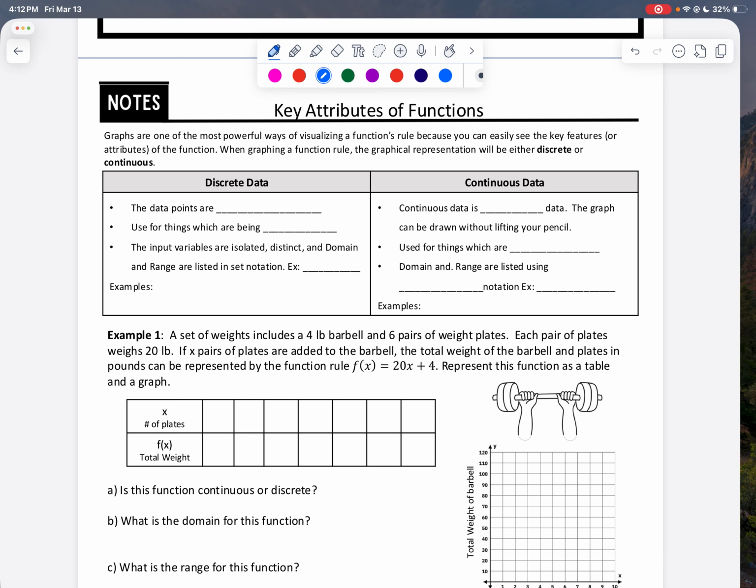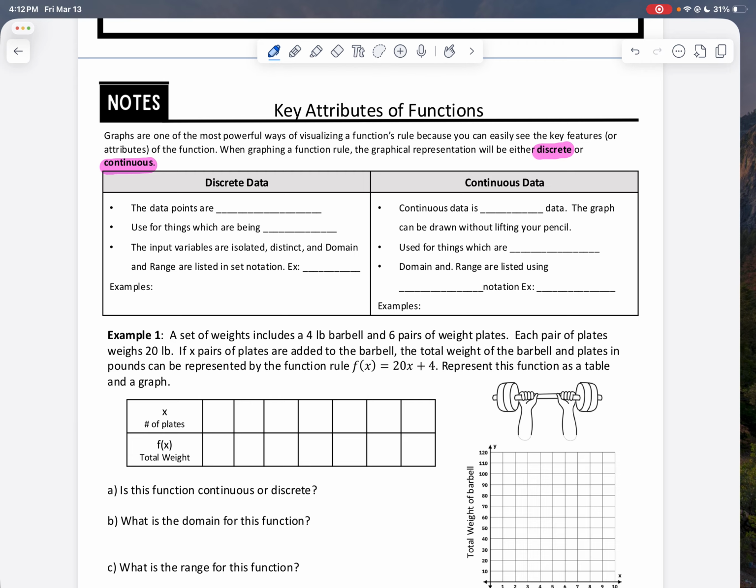In today's lesson, we will be exploring some key attributes and vocabulary surrounding functions. Now, graphs are one of the most powerful ways of visualizing a function's rule because you can easily see the key features or attributes of the function. When graphing a function rule, the graphical representation will either be discrete or continuous. So let's talk about the difference between discrete data and continuous data.